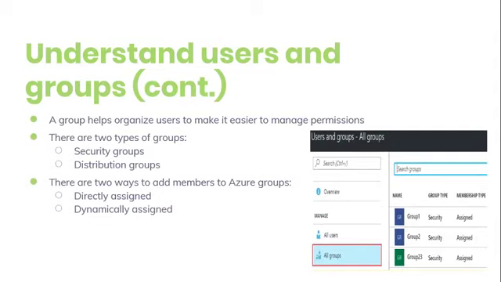A group helps organize users to make it easier to manage permissions. Groups can be easily added through the portal. There are two types of groups: security groups and distribution groups. You can also use PowerShell to add a group with the New-AzureADGroup command. There are two ways to add members to an Azure AD group: directly assign or dynamically assign.